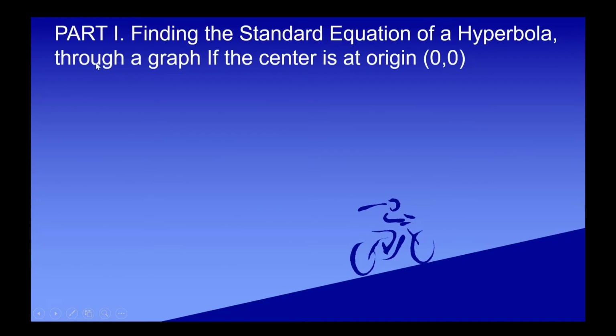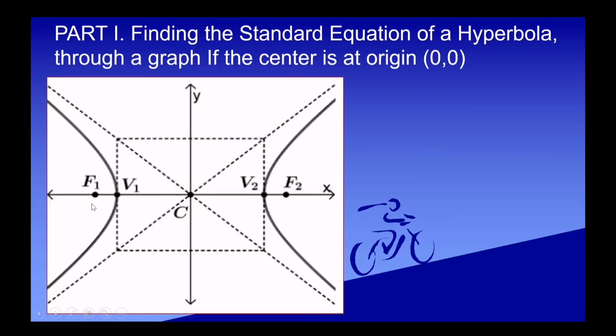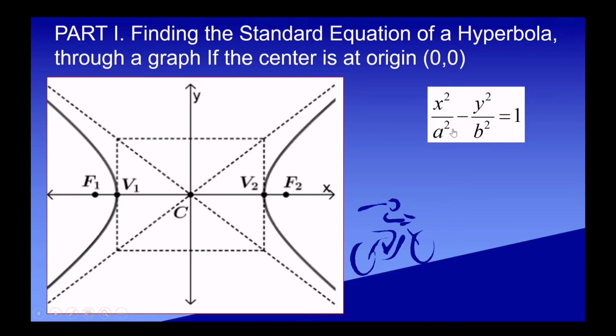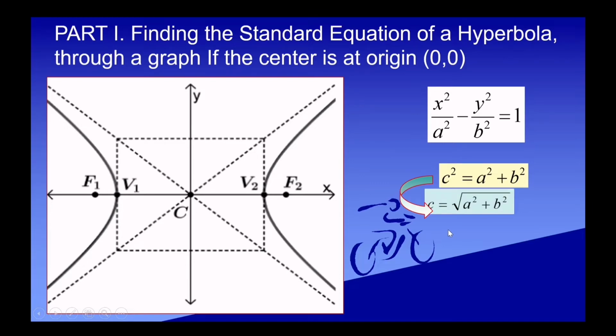Okay dudes, ito na yung pinaka main topic natin, yung part 1, finding the standard equations of the hyperbola through a graph if the center is at the origin, that is (0, 0). So let us take a look at the graph of the hyperbola. With our standard equation of the hyperbola, x squared over a squared minus y squared over b squared is equal to 1, and we have also the value of c squared equal to a squared plus b squared, and to simplify, we get the value of c.